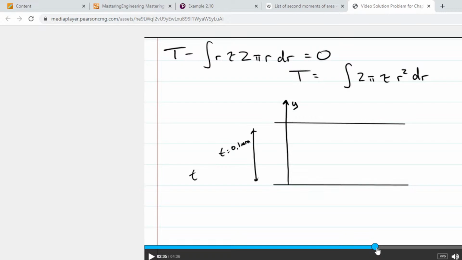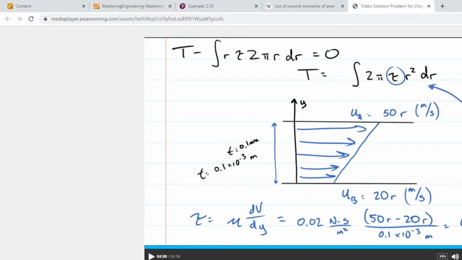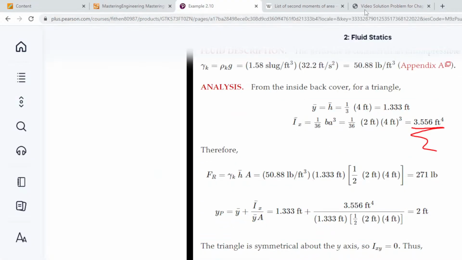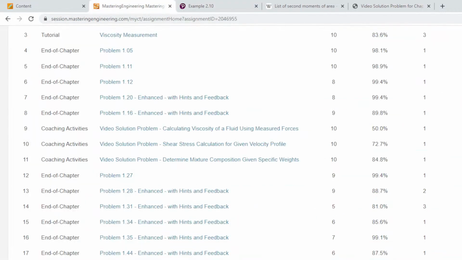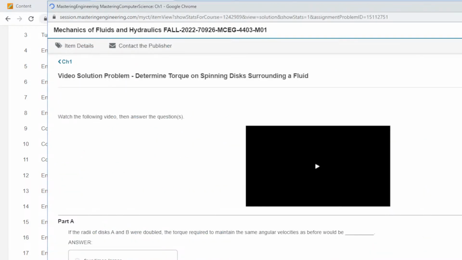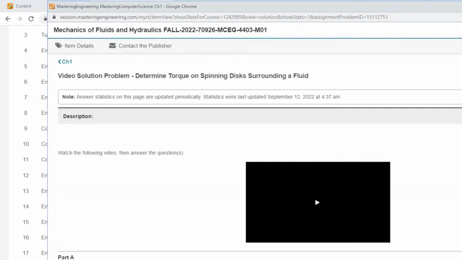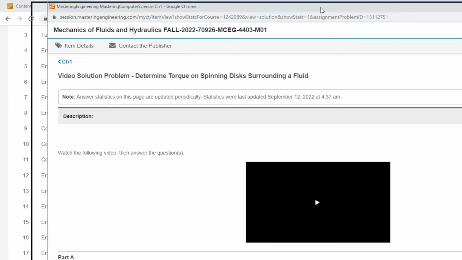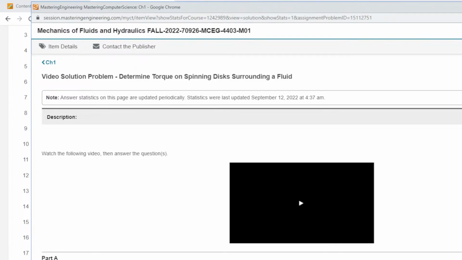Where was the question? Is the question near the end of this? It doesn't have the answer to that question. Oh, in the video. Okay, let me go back to it. Problem 18: if the radius of the disk were doubled, the torque required to maintain the same angular velocity would be... It never plainly said it, to draw the conclusion, and I didn't get it.